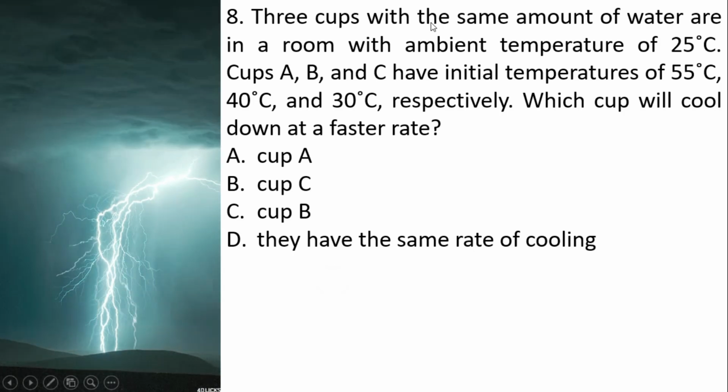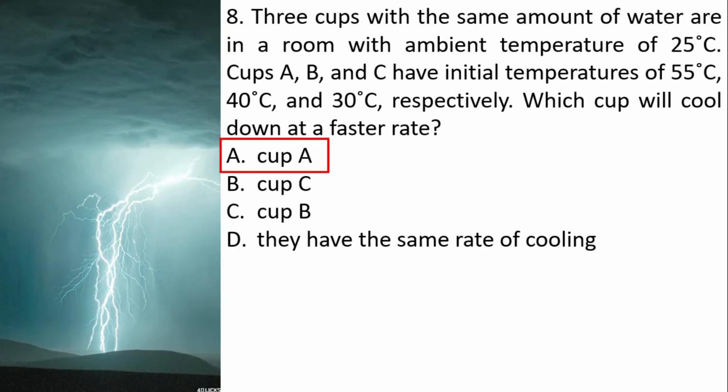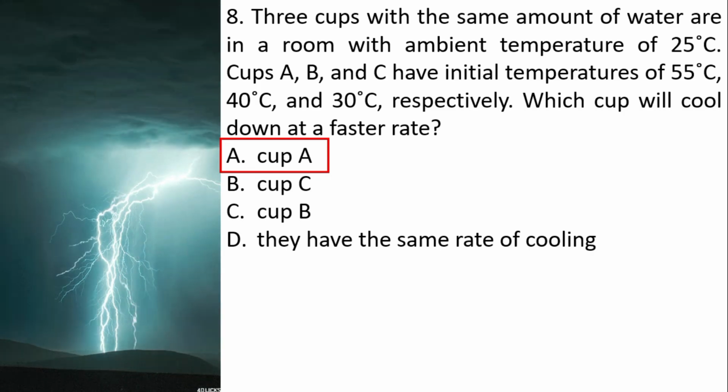Number 3. 3 cups with the same amount of water are in a room with an ambient temperature of 25 degrees Celsius. So, the temperature of the room is 25 degrees Celsius. However, cup A has a temperature of 55 degrees Celsius. Cup B, 40 degrees Celsius. Cup C, 30 degrees Celsius. So, which cup will cool down at a faster rate? Okay, so we have an equation for this one. So, the correct answer is letter A. It's because letter A has the higher temperature among the 3 cups.